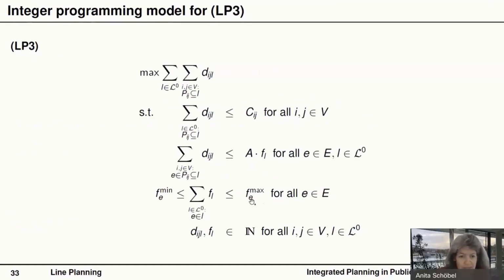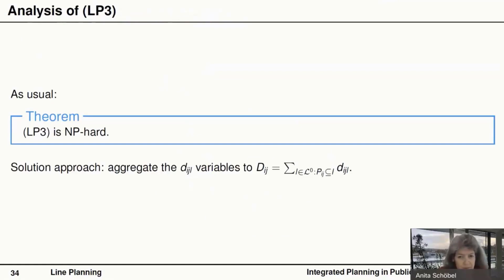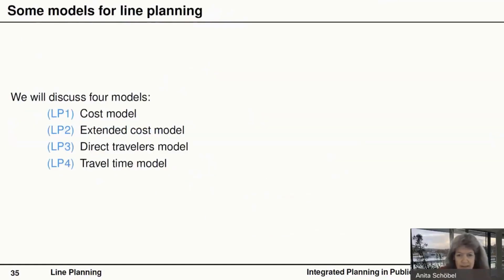And again, you find our frequency constraints that we have seen beforehand. And in this case, the upper frequencies are very important, because if you would like to maximize the number of direct travelers, you would tend to have as many lines as possible. And these are now the restriction that you cannot have too many lines, so you are not too costly and not overcrowded. The problem is again NP-hard, and there are solution approaches that deal with aggregation.